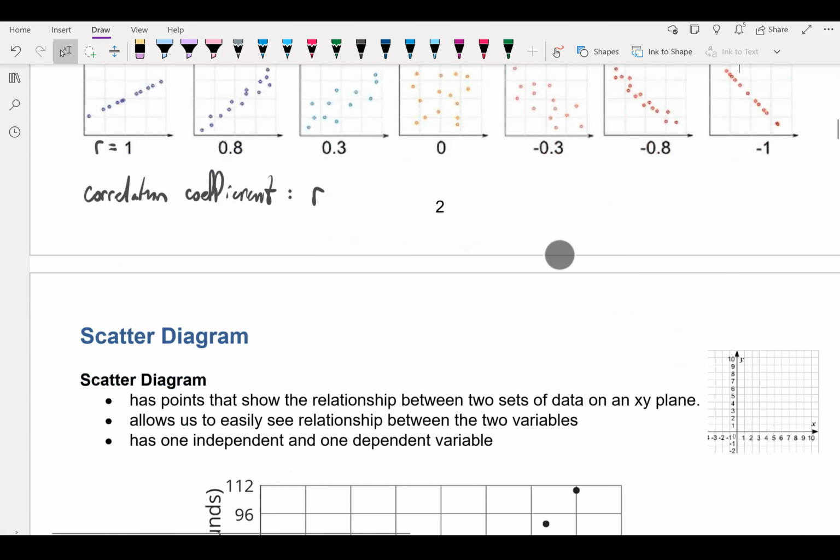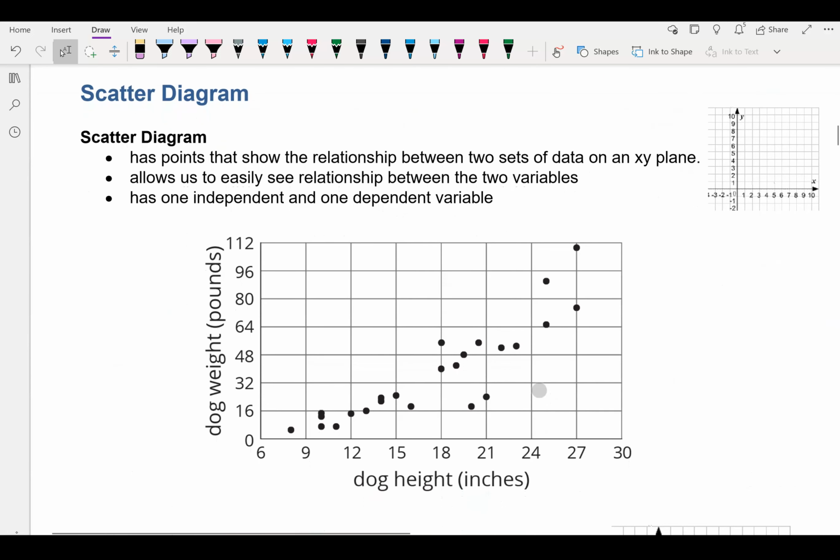But let's go back and just talk about the scatter diagrams that we've been looking at. So what is a scatter diagram, also known as a scatter plot? It just depends on who's teaching it and what textbook you're reading. A scatter diagram has points to show the relationship between two sets of data. It's almost always two sets of data, although there are 3D scatter plots, which are kind of cool. They allow us to easily see the relationship between the two variables, and it has one independent and one dependent variable, which we'll break into in a second.